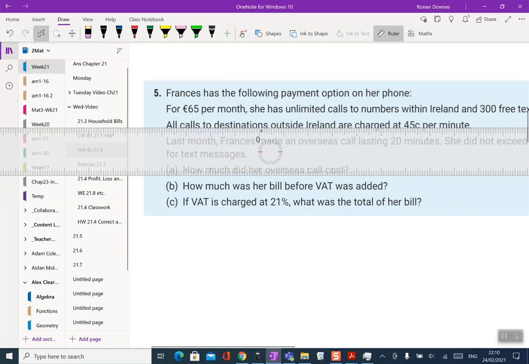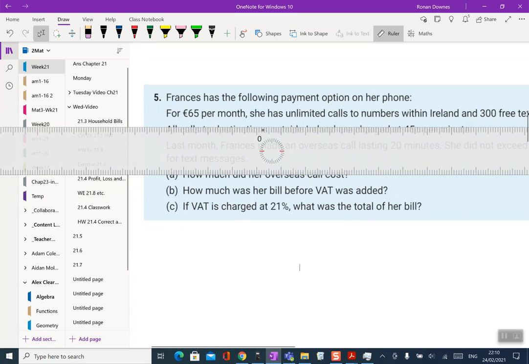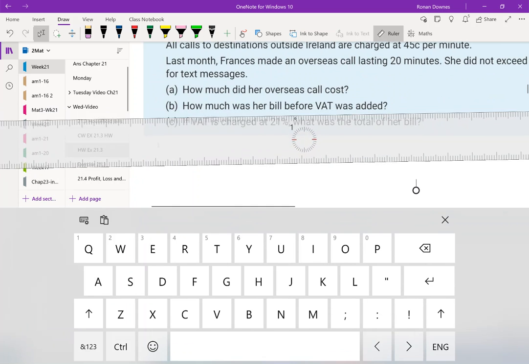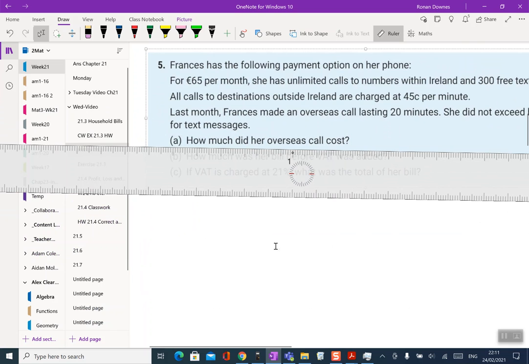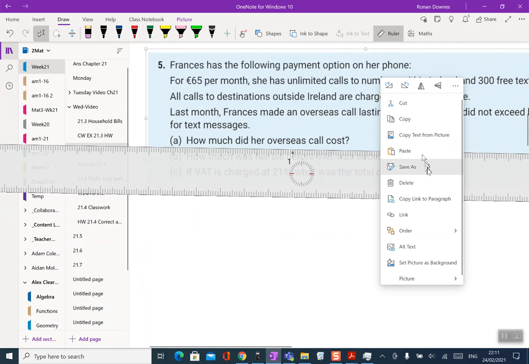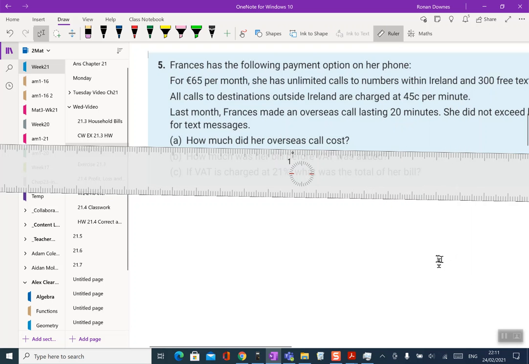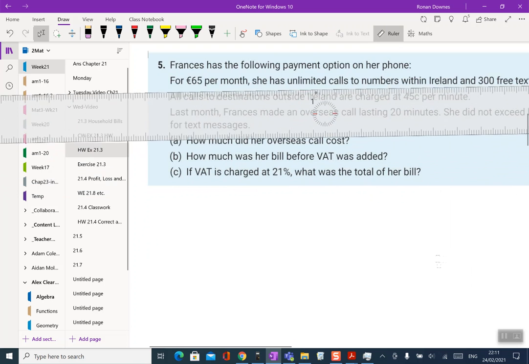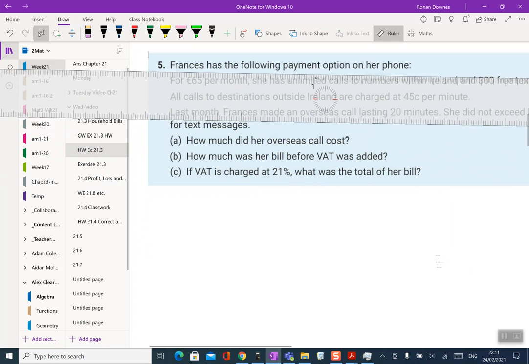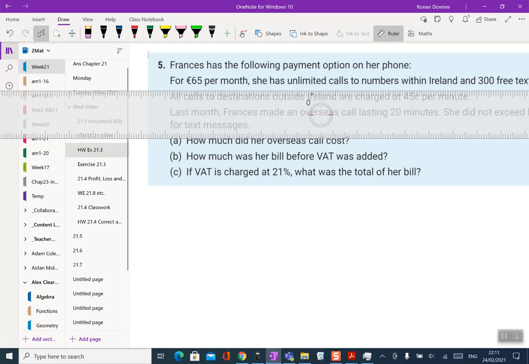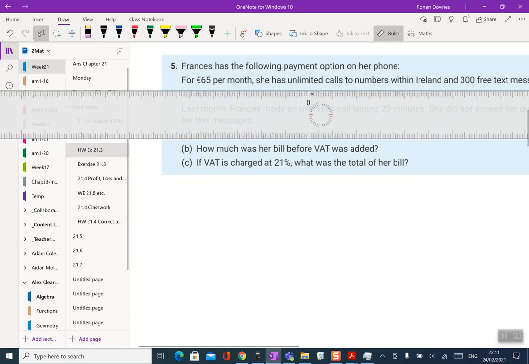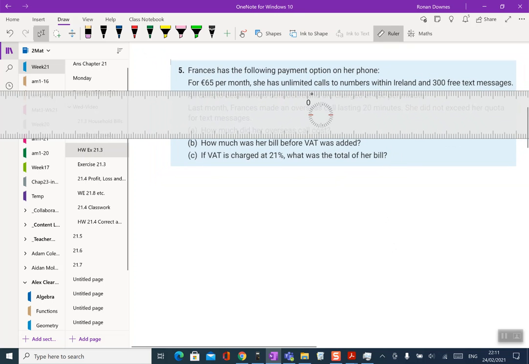And let's carefully read and mark any information of interest. Oh, I just noticed that I'm going to have to, see the way the ruler is messing around with the picture. So I'm going to right click on the picture and I'm going to set it as a background. That should stop it moving around while I'm moving the ruler. So Frances has the following payment option on her phone. For €65 per month, she has unlimited calls to numbers within Ireland and 300 free text messages.